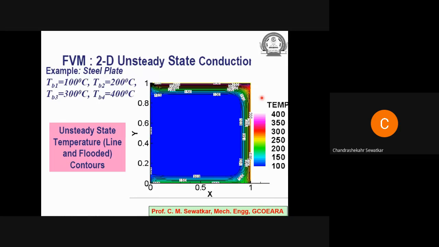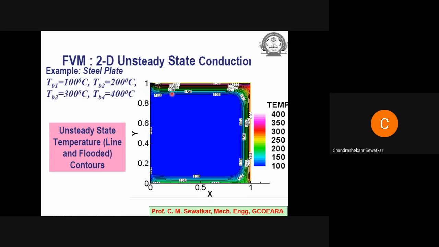You remember in the morning I showed you only line contours or only flooded contours, but it is also possible to combine both together, and we can also look at the solution in terms of line and flooded contours. The color of each band actually indicates a certain temperature. Similarly, the lines can also be labeled with the temperature. These numbers which I am showing here are nothing but the temperature values.